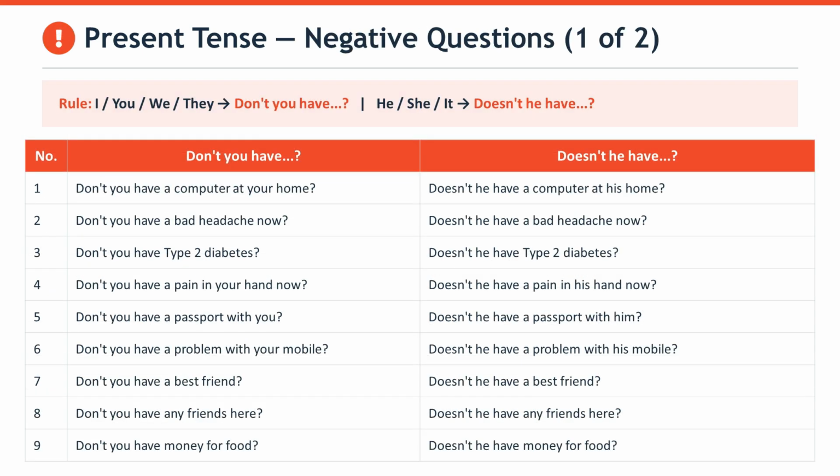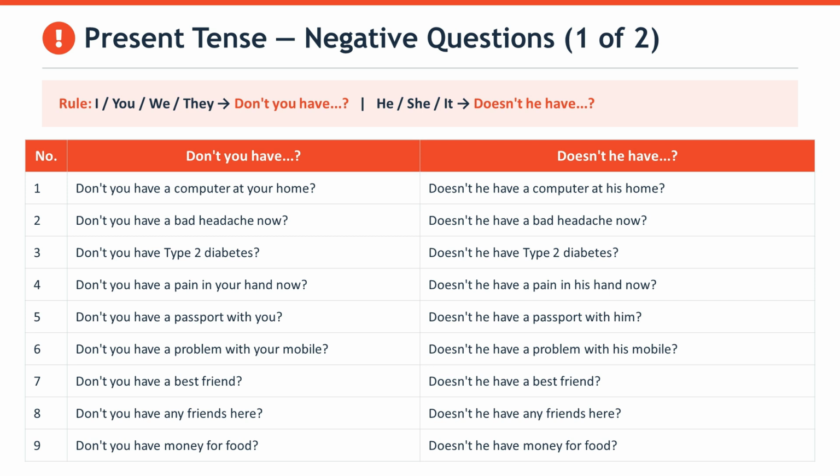Now let us learn how to ask negative questions with the verb to have. Negative questions are used when we expect a yes answer or when we are surprised about something. For I, you, we, and they, we start with don't, so it becomes don't you have. For he, she, and it, we start with doesn't, so it becomes doesn't he have. Let us see some examples.